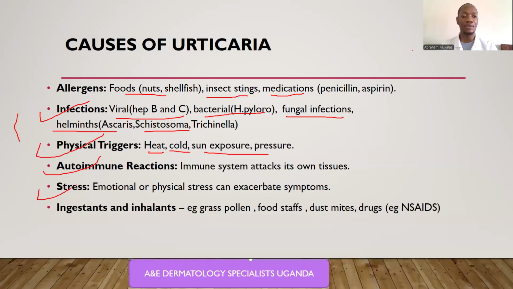Other things, including emotional stress and physical stress, can also exacerbate the symptoms, and other triggers include ingestants and inhalants, e.g. grass pollen, foodstuffs, dust mite, drugs, insects. All these drugs and pollens and foodstuffs have also been shown to cause urticaria of different types.